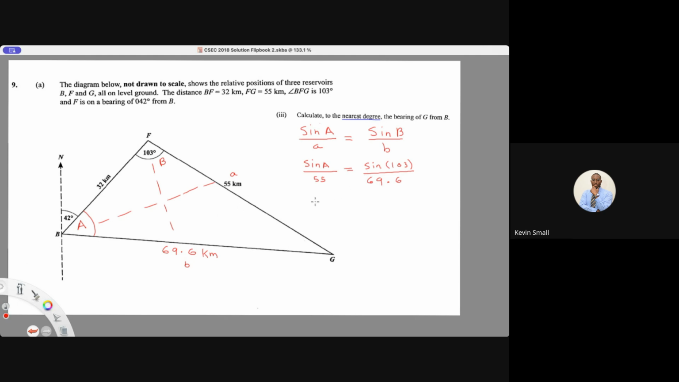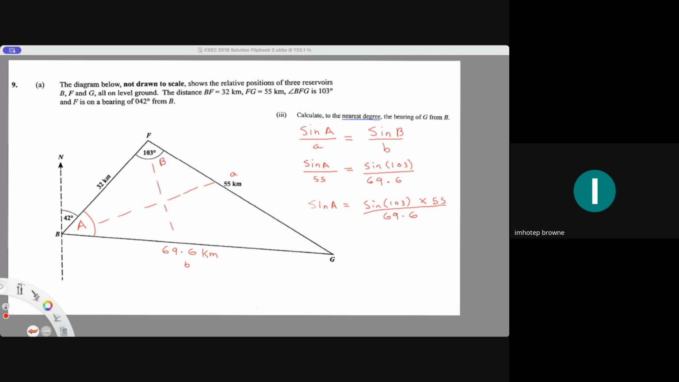So cross multiply, so sine A will be equal to sine 103 multiplied by the 55. So I cross multiply the 55 over on the right side over the 69.6, and that gives me, let me see what I get here. Let me just double check. So with my calculator, I can put it in one go. So I'll just put it as is.